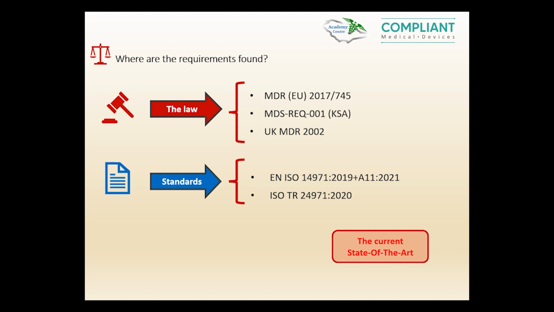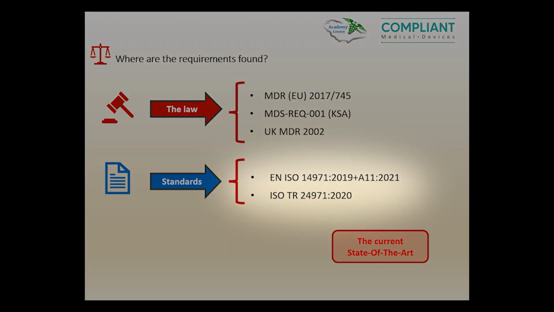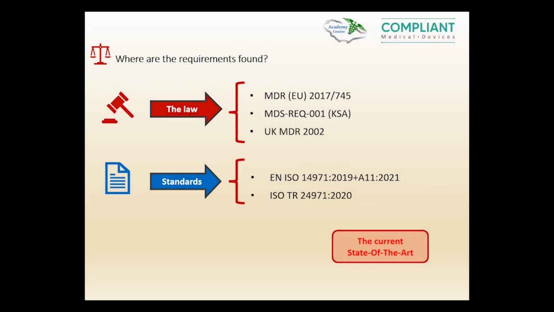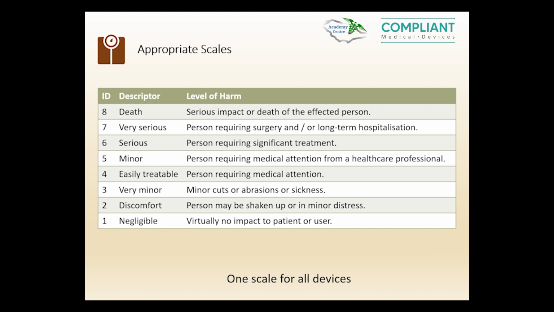Every territory has laws in place, and these require risk analysis to be conducted for medical devices. The harmonised standard is ISO 14971, as you can see here on the slide, and it comes with a technical report, TR 24971, which acts as a supplement and guide to the implementation of 14971. The standard requires that a plan is created for each particular medical device. Severity planning is part of this.